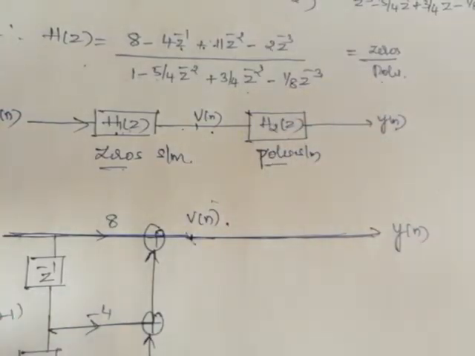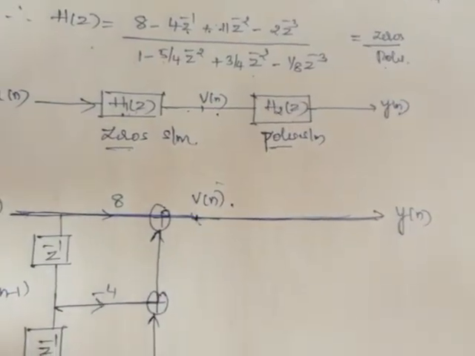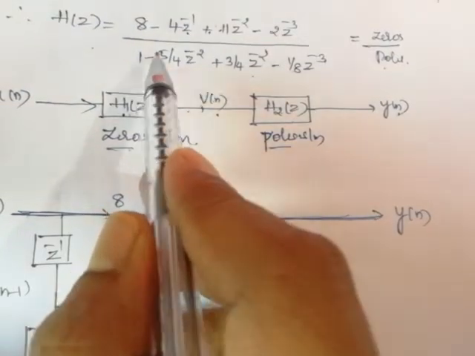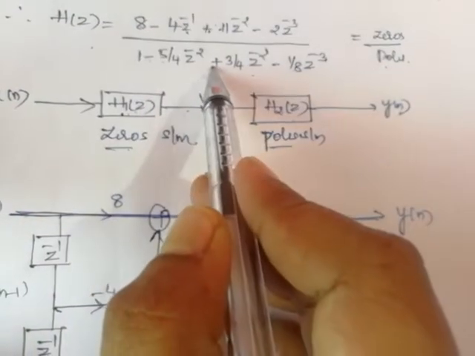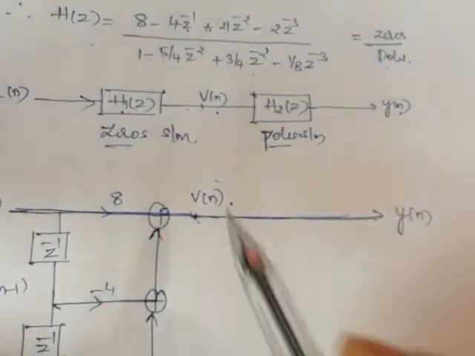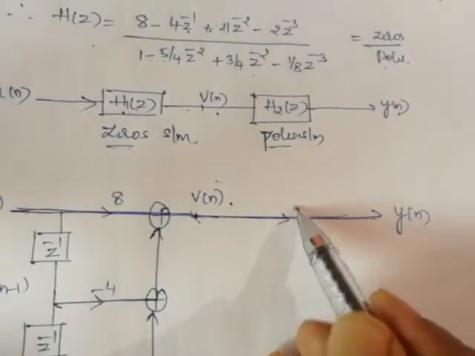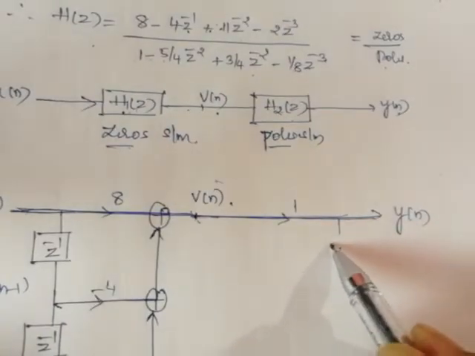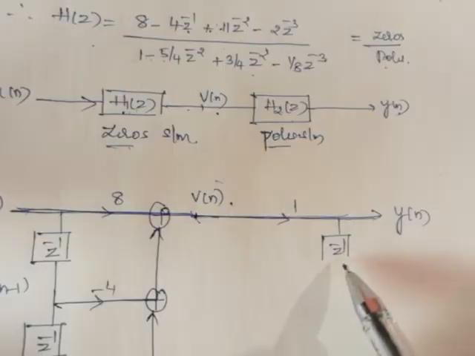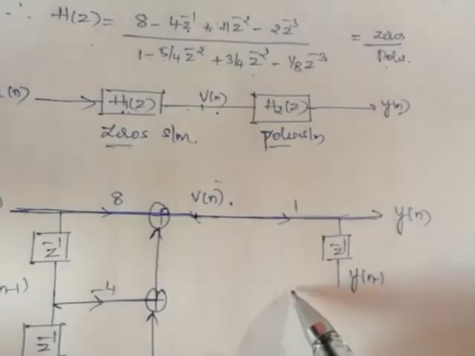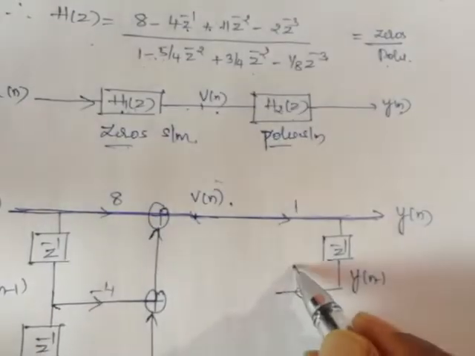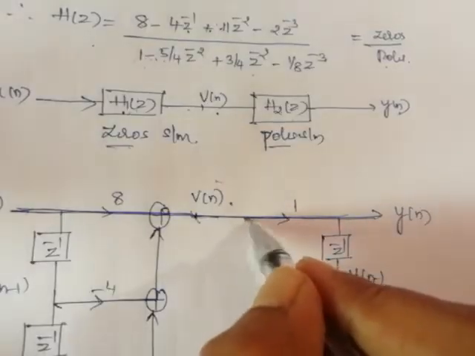One more point we have to remember: while realizing the pole system, the signs become opposite. If it is minus, it becomes plus. If it is plus, it becomes minus. So let us take one. The coefficient term is 1. Y of n is delayed one time, that is y of n minus 1. The coefficient term: as I told, we have to take the opposite of the sign. Here minus is there, so I will take plus 5 by 4, added with the previous result.